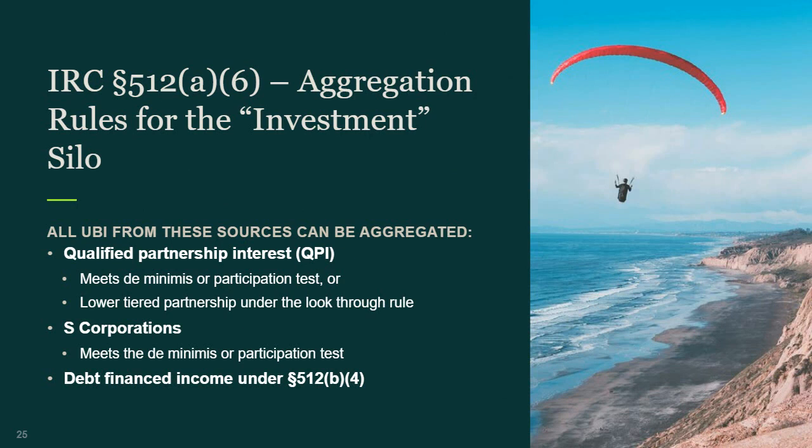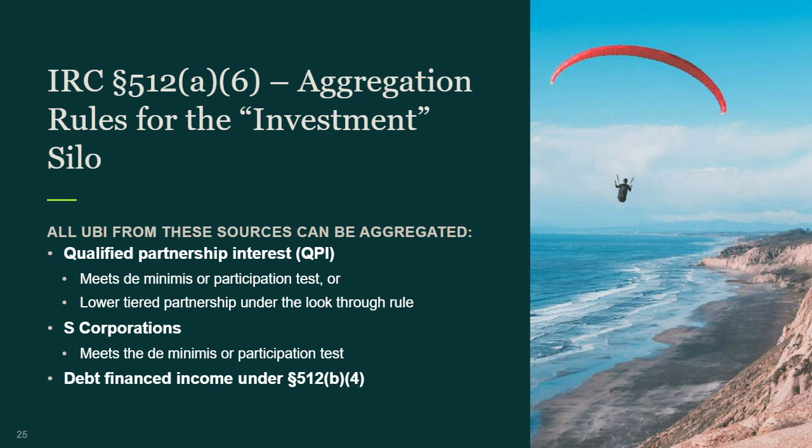code section. Section 512(a)(6), this is the aggregation rules for investment silos, so those separate activities. All UBI from these sources can be aggregated. Qualified partnership interest, so it meets a de minimis or participation test, and we're going to talk briefly about what that means, or a lower tiered partnership under the look-through rule. S corporation interests, again, that meet that de minimis or participation test, and debt financed income under section 512(b)(4).